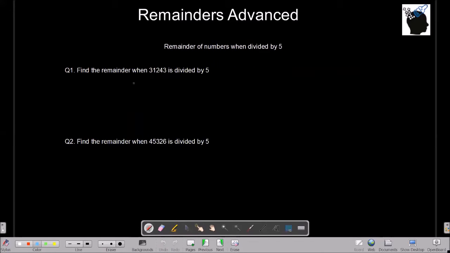Let's try the first one. Find the remainder of 31243 when divided by 5. Let's take the units digit, which is 3. That means this remainder is the same as that of 3 divided by 5, which is nothing but 3.